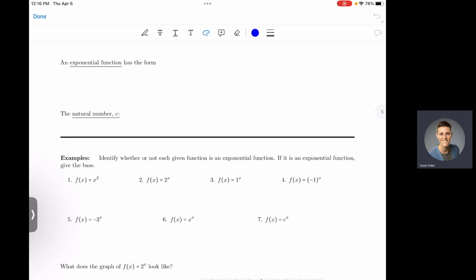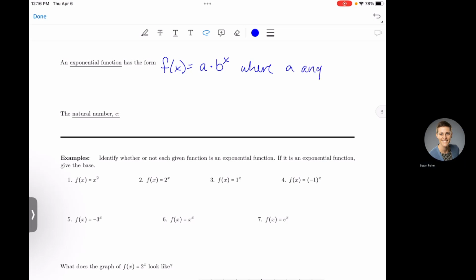We'll be discussing this a little bit in class, but I just want you to know what an exponential function looks like for when we get to graphing it. So an exponential function has the form f of x equals a times b to the x, where a can be any real number it wants. So a is any real number.